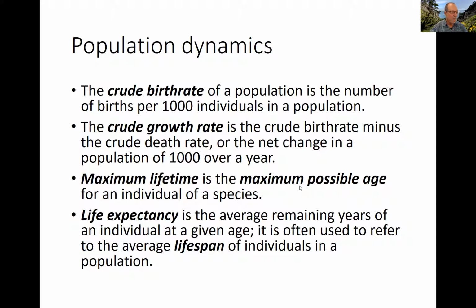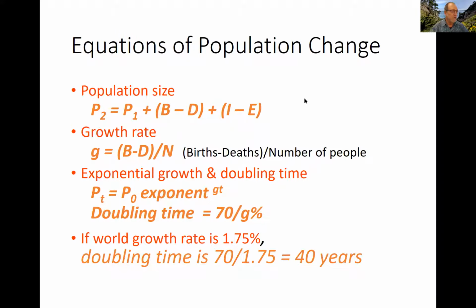Maximum lifetime is the maximum possible age for an individual in a species, whereas life expectancy is the average number of remaining years for an individual at a given age. And we can see by looking at population structures, as we will shortly, that the lifespans of individuals differ very widely depending on what society they're from. And these parameters and variables can be expressed in various equations of population growth.